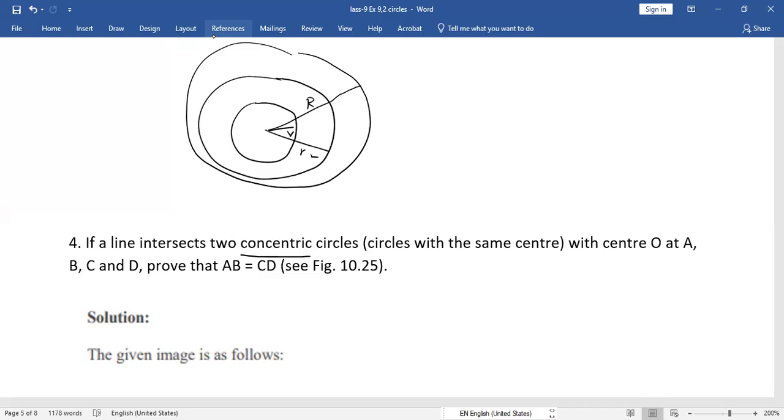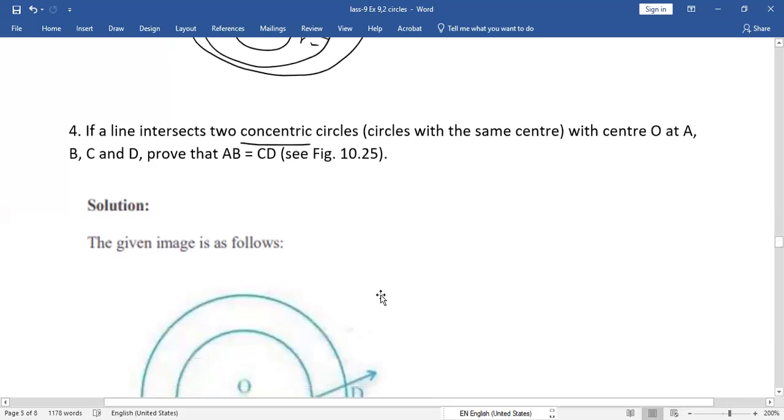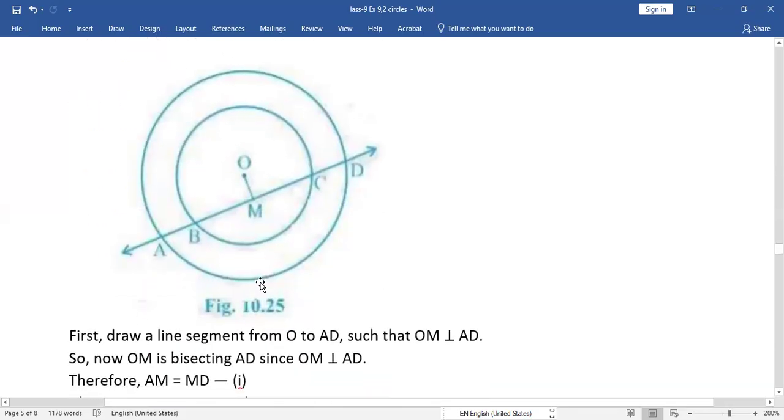Now two concentric circles, circles with the same center O. A line intersects them at A, B, C and D. Prove that AB is equal to CD. Look, the figure is given. You have to prove AB is equal to CD. So what do we think?